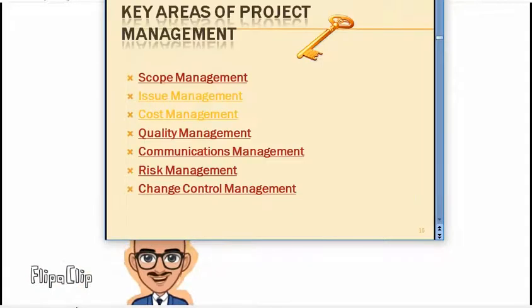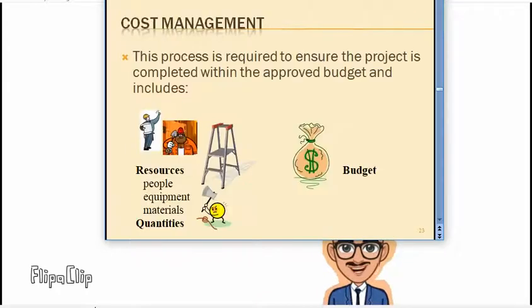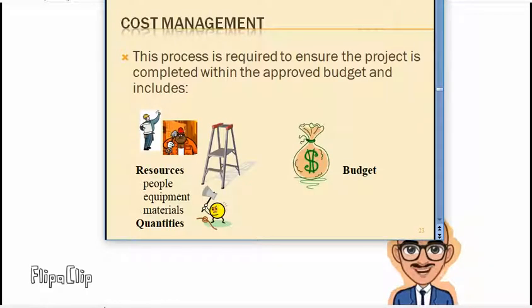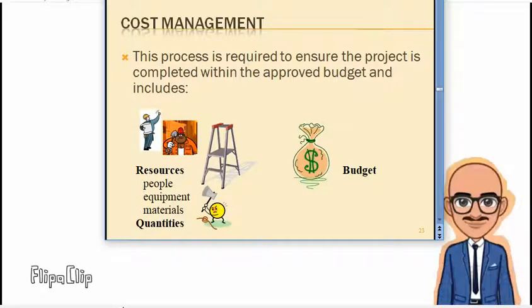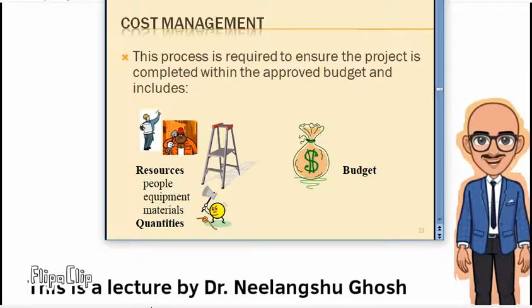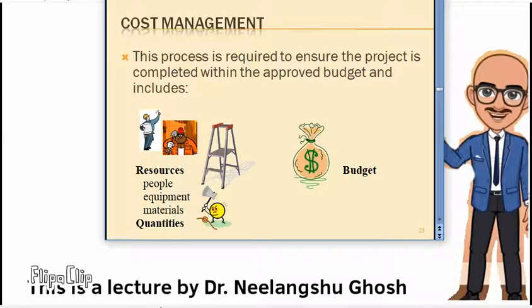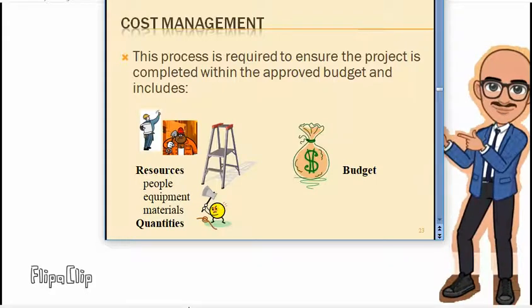Then next, let's go to the cost management of a project. Now, what is cost management of a project? As we have said, the most important parts of the project are cost, time, and quality. Cost, time, and scope are the three most important parts, and if you can maintain them properly, then that will maintain the quality of the project.